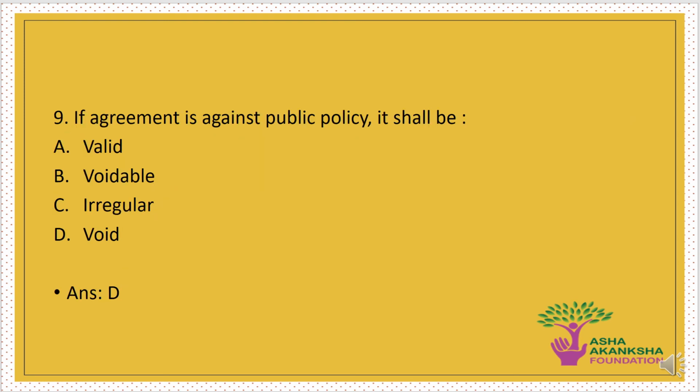The next question is, if an agreement is against public policy, it shall be which of the following? Options are A. Valid, B. Voidable, C. Irregular, or D. Void. The correct answer to this question is option D, that is, any agreement which is against public policy shall be void.